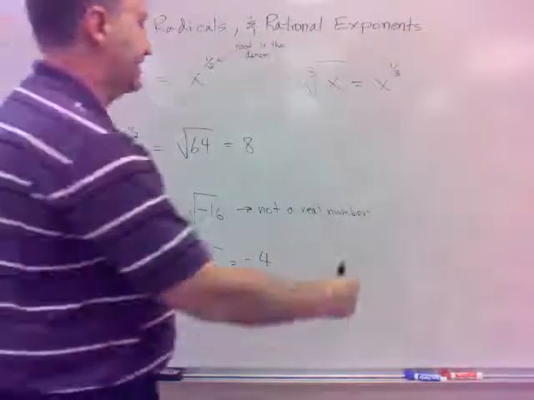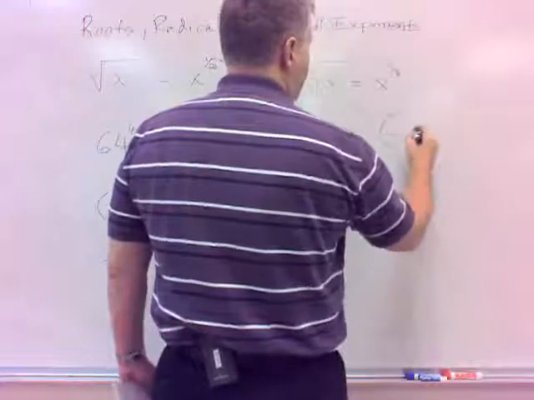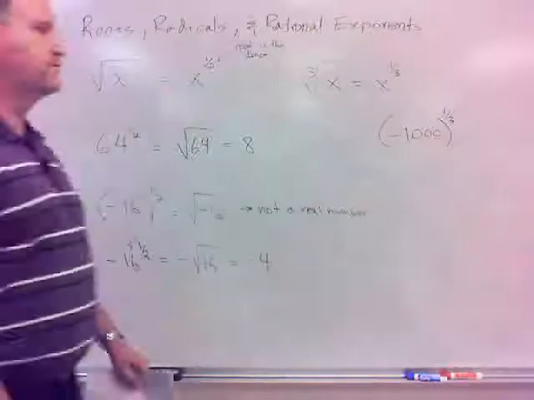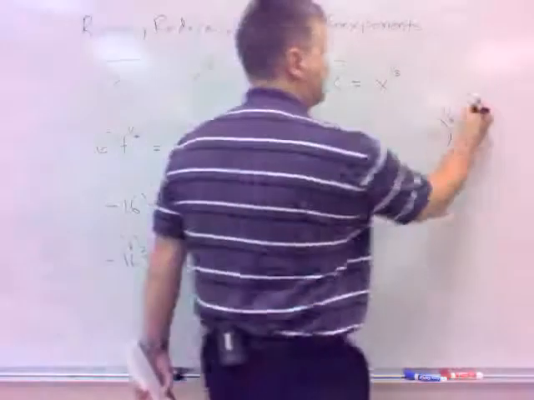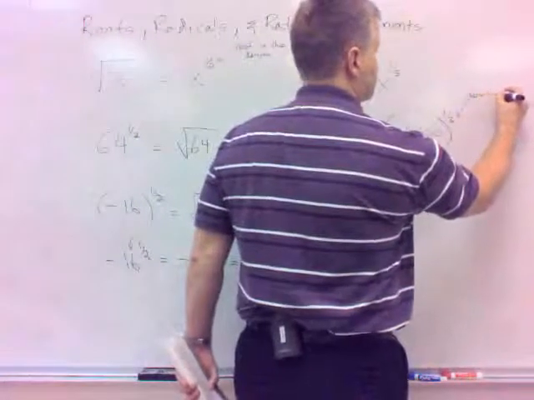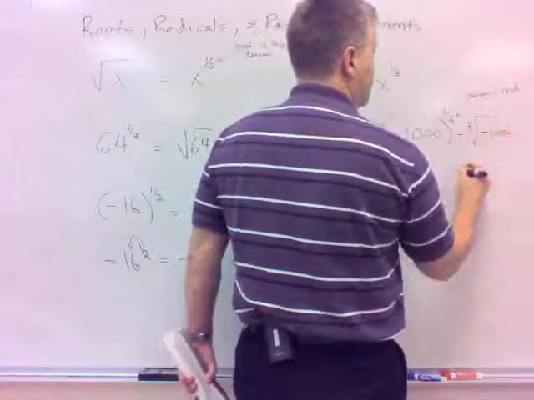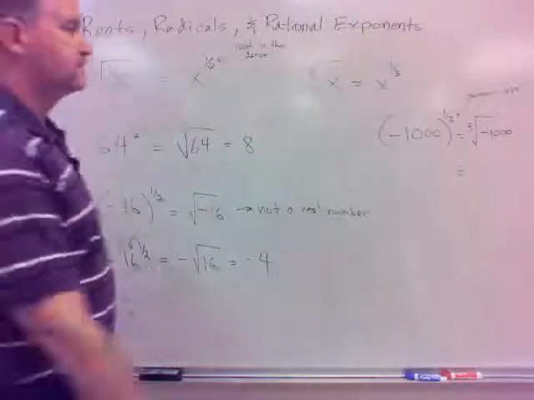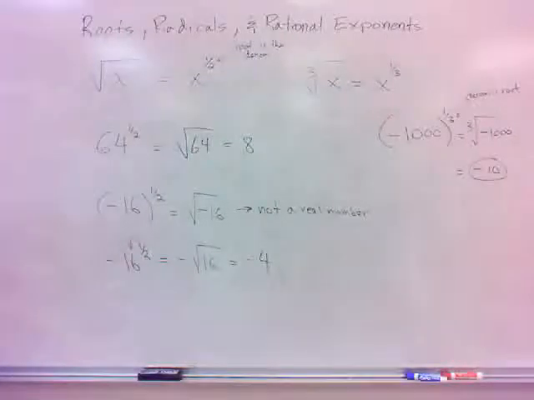All right. And it is similar for any power. Let's do negative 1,000 to the 1/3 power. What does that mean? It's the cube root, isn't it? The denominator is the root. So in this case, I've got the cube root of negative 1,000. And by our discussion previously, that is a number. It is negative 10. Okay. Questions or concerns about those right there?